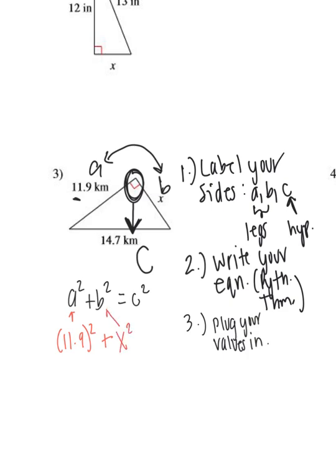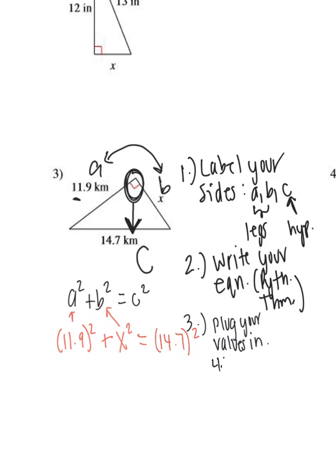So B becomes X. And then which one did I label C? That was 14.7. So I'm going to go over here and say equals 14.7 squared. Okay, now we can just solve it like a normal equation.